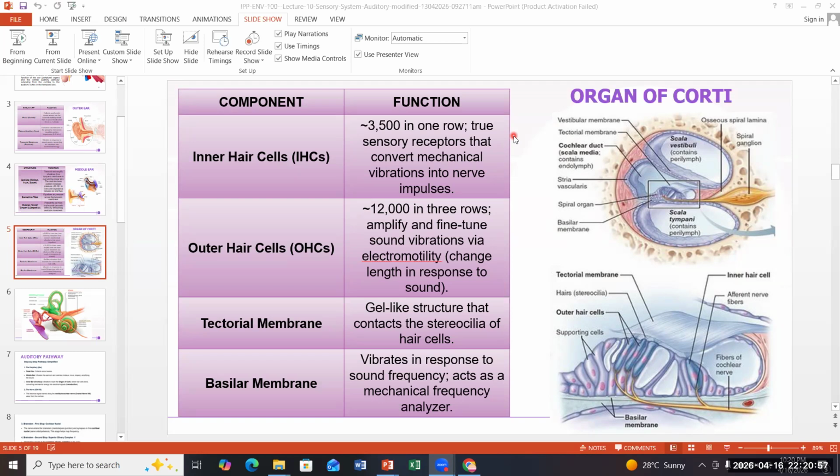So the basilar membrane is responsible for analyzing the frequency of sound. It is a kind of meter within our ear to analyze the frequency of sound, which frequency of sound can be heard and which cannot be. Okay, so the very first part, the structure of the ear, has been completed, and now we are heading toward the auditory pathway.